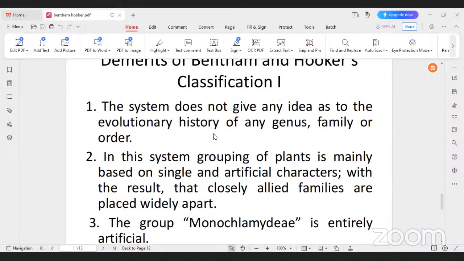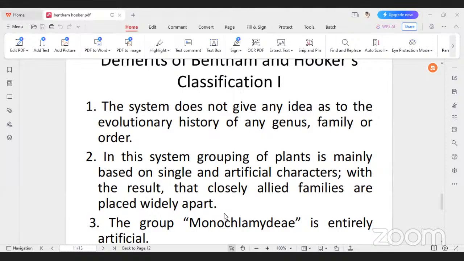The system does not give any idea about the evolutionary history of any genus, family or order. Actually, it did not cater to the evolution process, though some evolutionary features are present but not followed completely. In this system, the grouping of plants is mainly based on a single, artificial character, which is not good enough for classification. What is artificial classification? In artificial classification, one or two characters are taken into consideration.